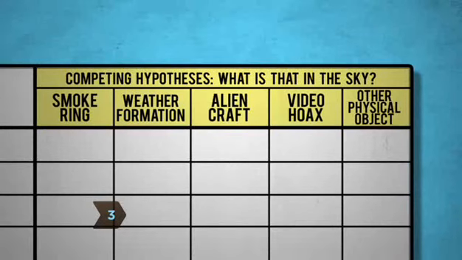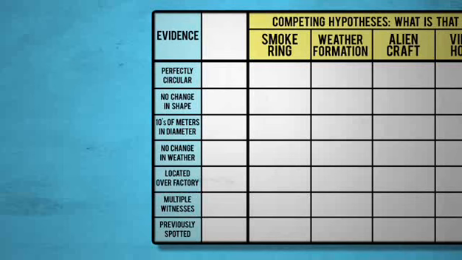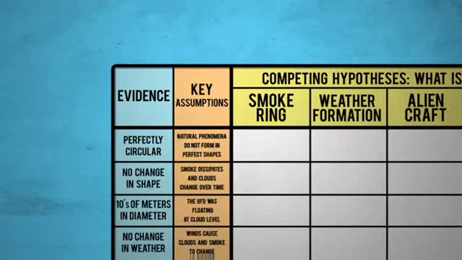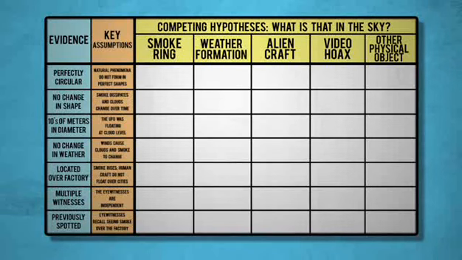Step 3. Create the matrix with your hypotheses in the column headings and all relevant evidence in the row headings. You may also want to add an additional column to record your assumptions. Once you've created the matrix, use it to evaluate the consistency of each piece of evidence against each hypothesis.